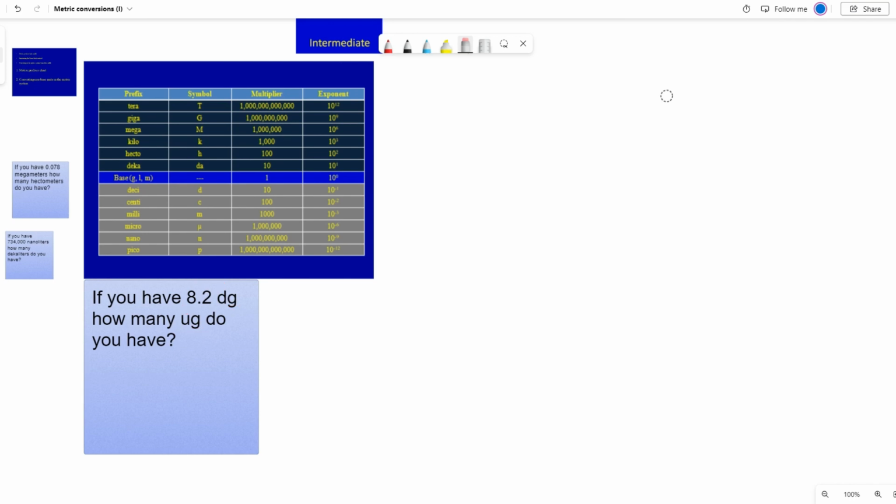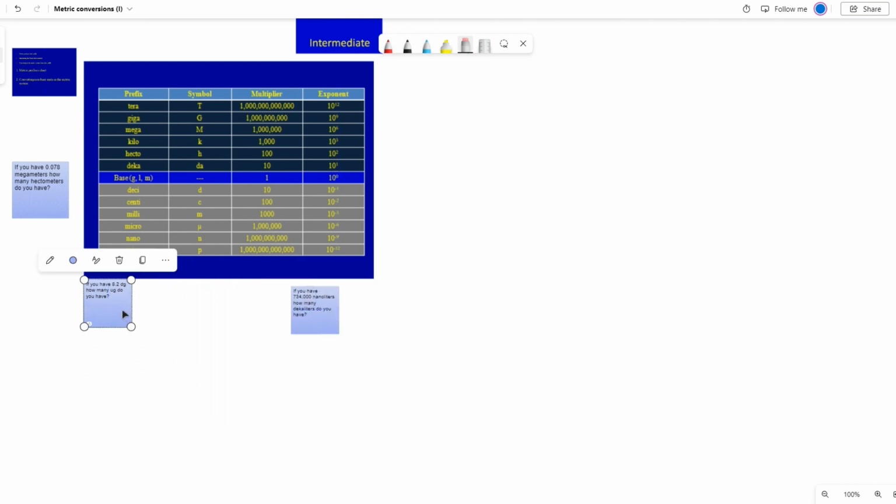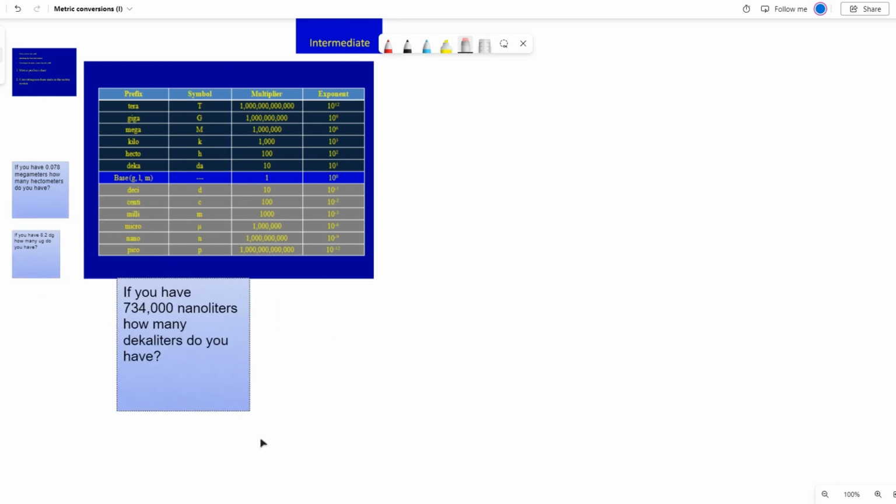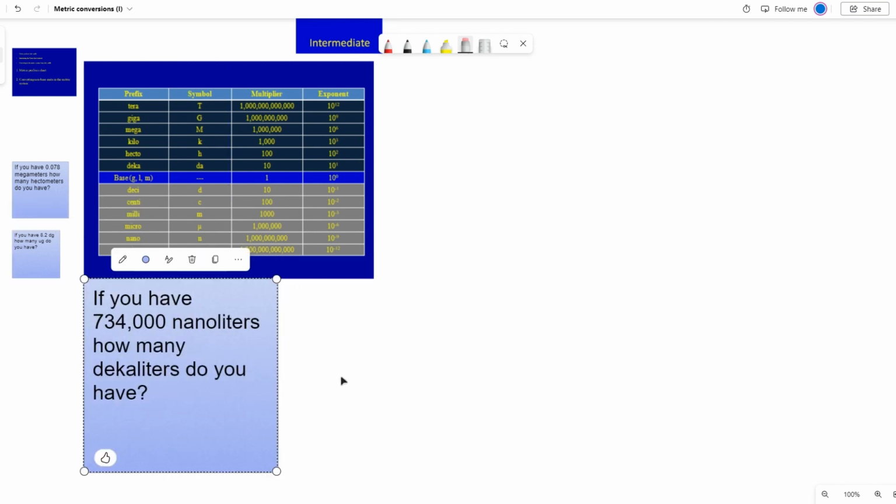But let's take a look at this last problem. It actually goes all the way into nanometers, and nanos are billionths of the base unit. So this problem says if you have 734,000 nanoliters, how many decaliters do you have?